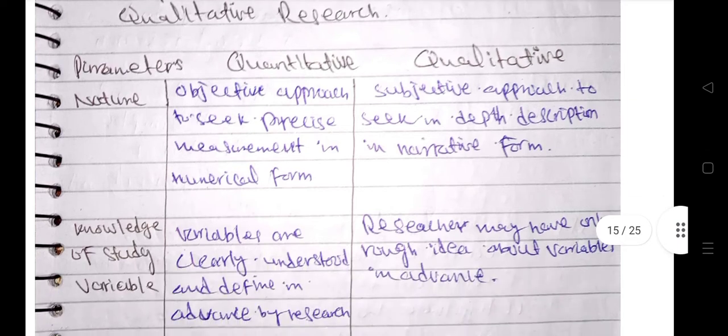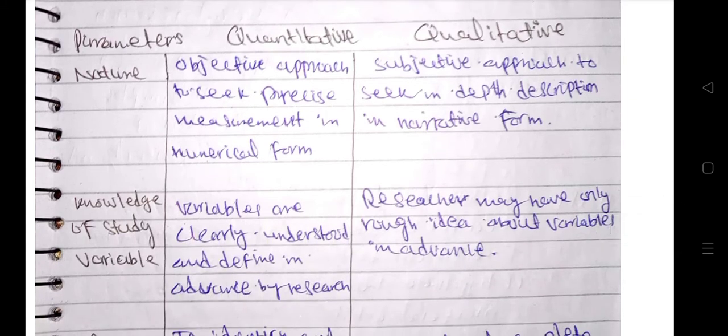We will compare both of them on the basis of these parameters, and we will try to differentiate between them. So let's begin. The first parameter is about nature. The nature of quantitative research is objective, right? Objective approach is there, and to seek precise measurements in numerical form. As the name indicates, quantitative, so there is data in numerical form, whereas in qualitative, the subjective approach and seek in-depth description in narrative form.